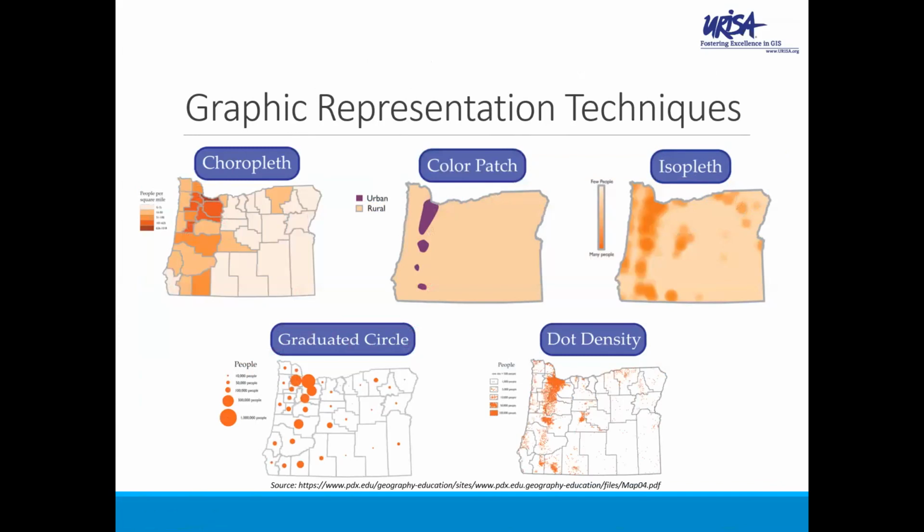The 4th key element is graphic representation techniques. General maps emphasize location and relativity of geographic features and phenomena. We know that's how maps work. Thematic maps emphasize patterns or spatial distributions. They can illustrate the spatial variation of a single phenomenon or variable, or the spatial relationship between 2 particular phenomena or variables.